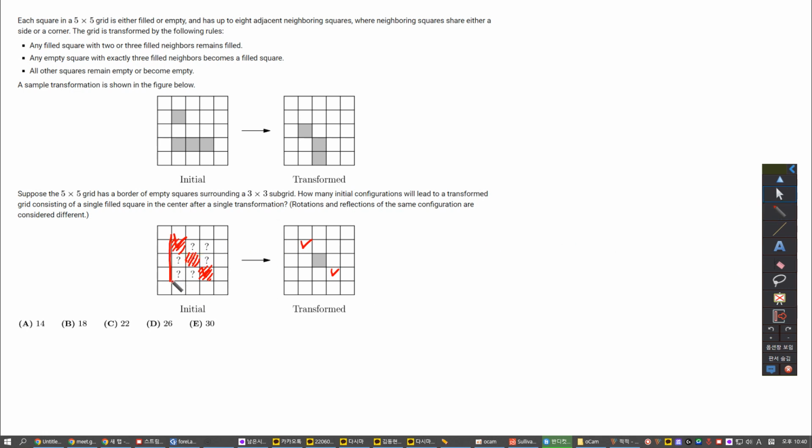But in this center grid, looking at this one, it has 2 filled neighbors, so that's why it remains filled after transformation. So this is one type of configuration possible. When 3 squares are aligned diagonally, that makes only the one center square filled after transformation. So we can make these 2 types of the diagonal. So there are 2 cases when the center starts filled.